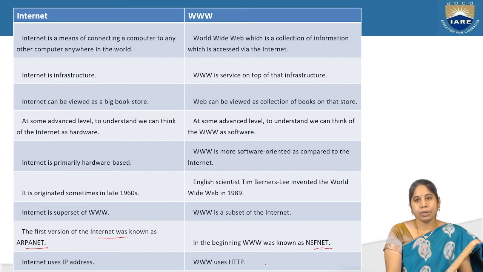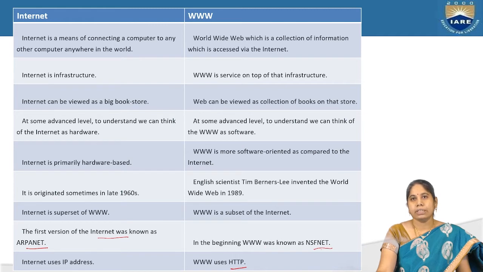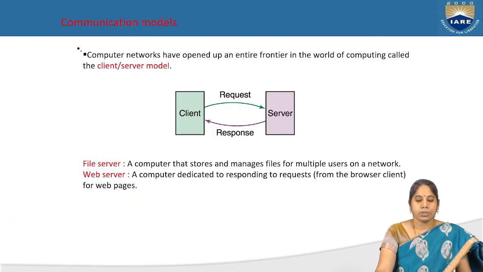And WWW uses the HTTP protocol. So by using this protocol, the information will be transferred over the internet. So this is all about the main differences between the internet and WWW. Now let us see what are the different communication models available for transmitting the information.